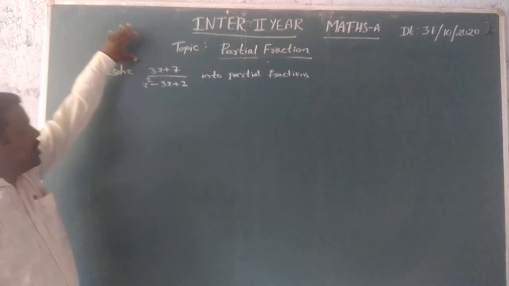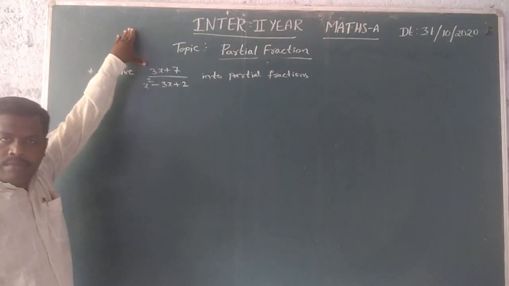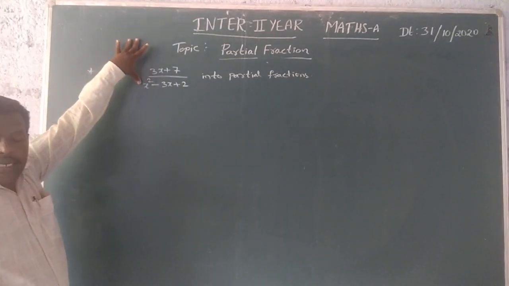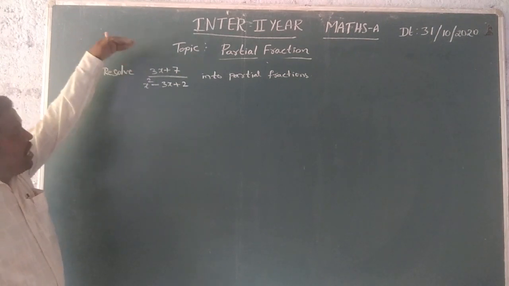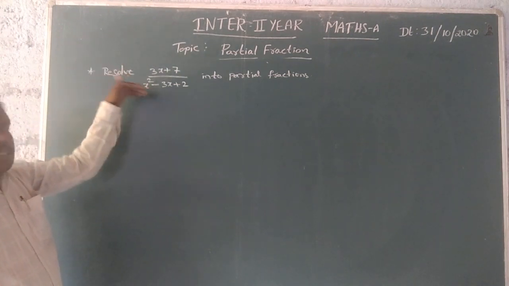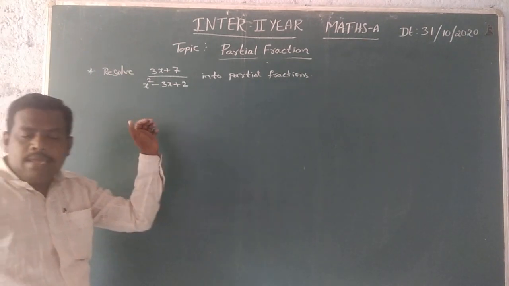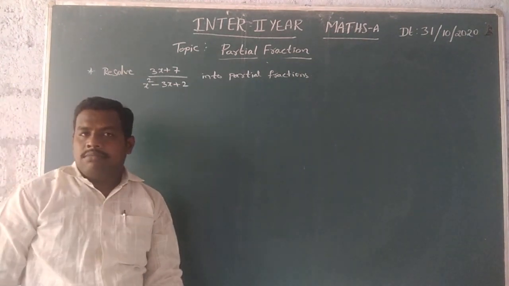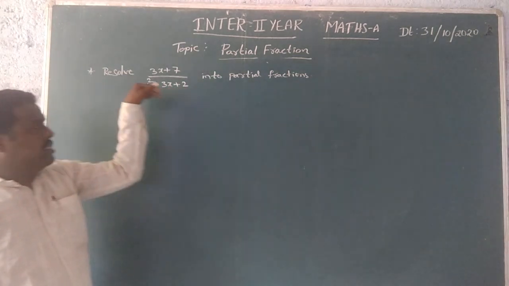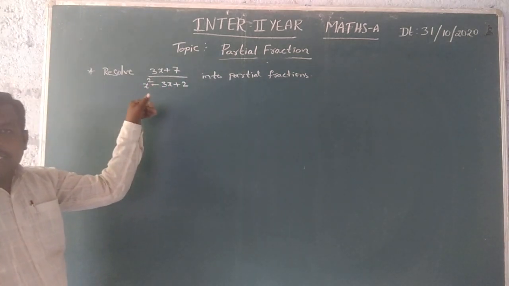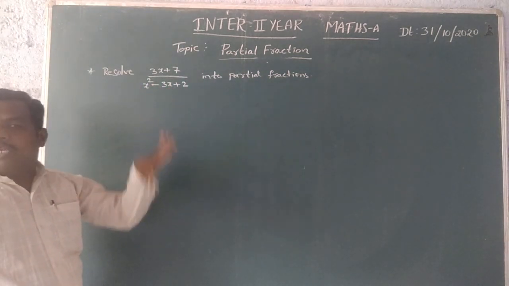First of all, we check whether the given fraction is a proper or improper fraction. What is the degree of the numerator? The degree of the numerator is 1. The degree of the denominator is 2. So the degree of the numerator is less than the degree of the denominator, so the given fraction is a proper fraction. And g of x, the denominator, contains a quadratic expression.